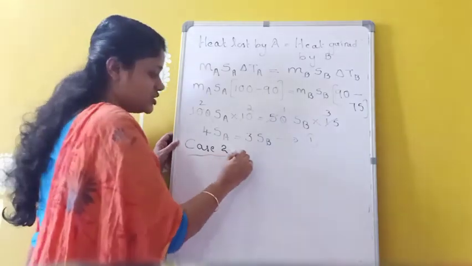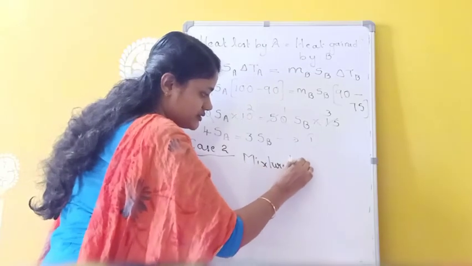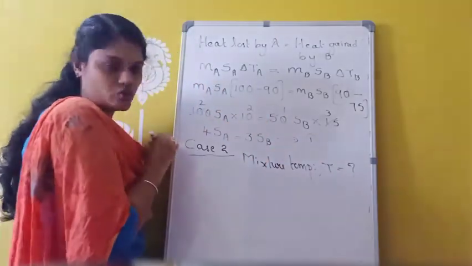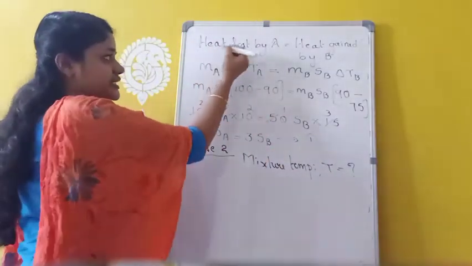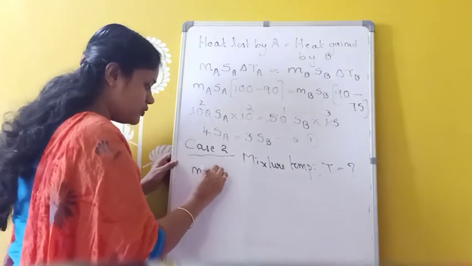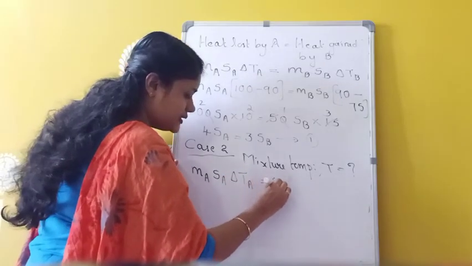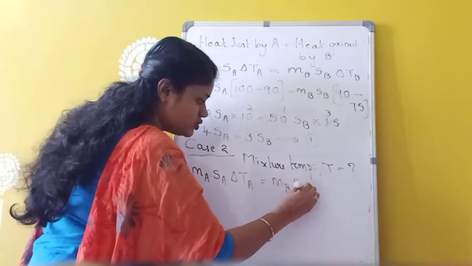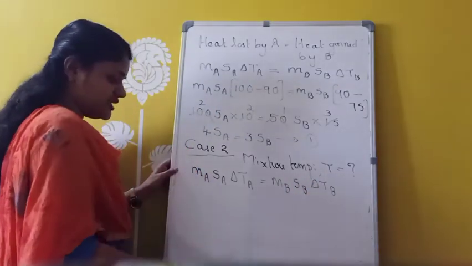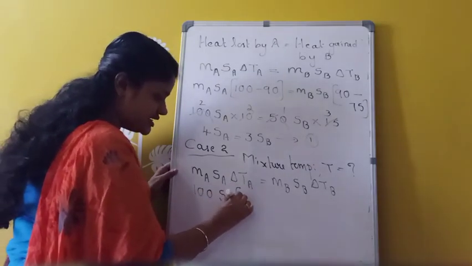And we have to find which one? The mixture temperature. Mixture temperature we don't know, take it as capital T. This one we have to find out. And the same formula we are substituting. Heat lost by A equals heat gained by B. That means the formula is the same. MA into SA into change in temperature of liquid A equals MB into SB into change in temperature of liquid B. And here mass of liquid A is the same, 100 into SA into change in temperature of liquid A.